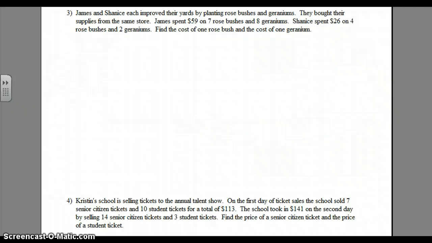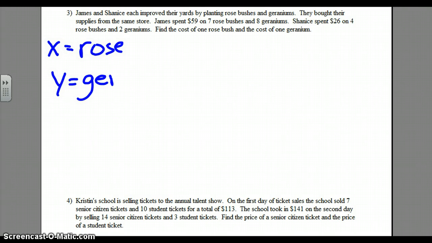So our final example here is going to be rose bushes and geraniums. If you read number 3 and look at the last sentence, you'll see it's asking for the cost of a rose bush and the cost of a geranium. And again, we need to define our variables. When we get x equals whatever, that's how much a rose bush costs. When we find y equals whatever, that's the cost of a geranium.